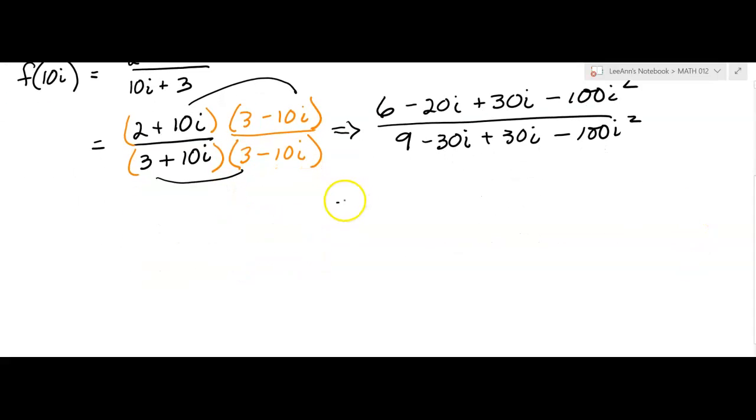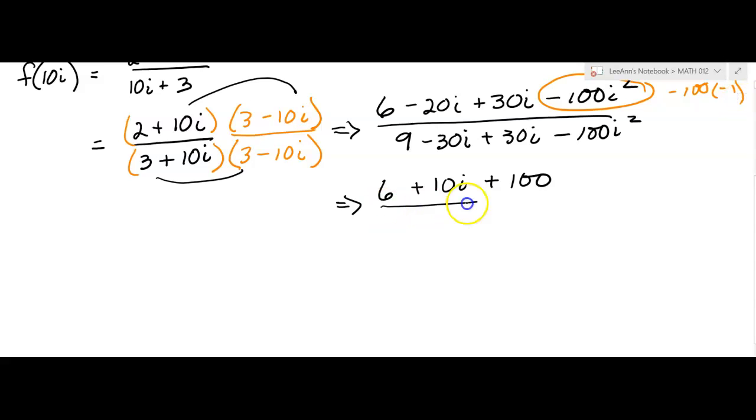Okay, so scroll up and get a little more room. And so in the numerator now, I have 6 plus 10i. That's going to be plus 100. So remember that when you have that i squared is negative 1. So it's like minus 100 times negative 1. That's why I'm getting that positive 100 there. Okay, and then in the denominator, we're going to have 9 plus 100.